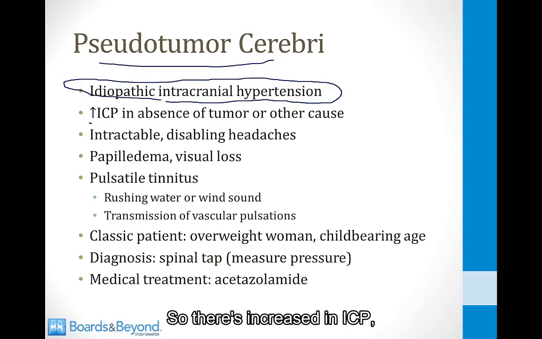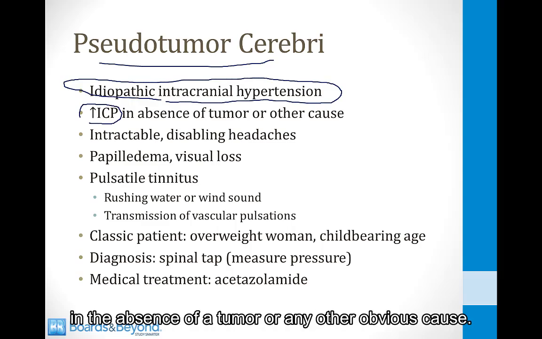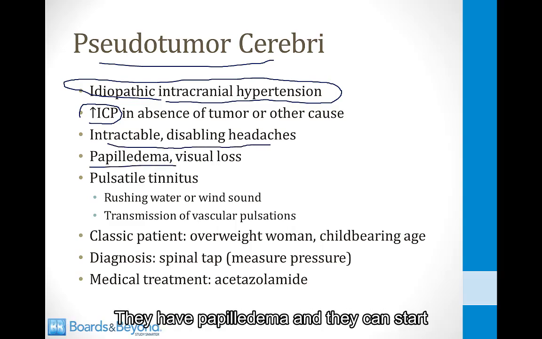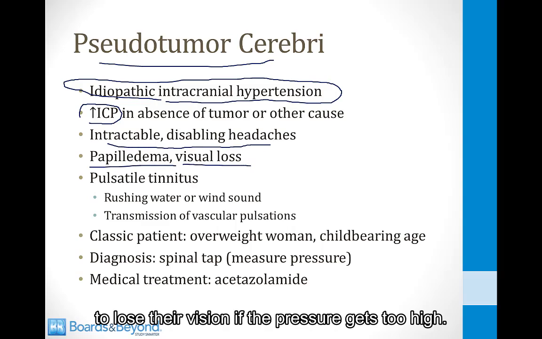So there's an increase in ICP, which is intracerebral pressure, in the absence of a tumor or any other obvious cause. These patients present with intractable, disabling headaches. They have papilledema, and they can start to lose their vision if the pressure gets too high.